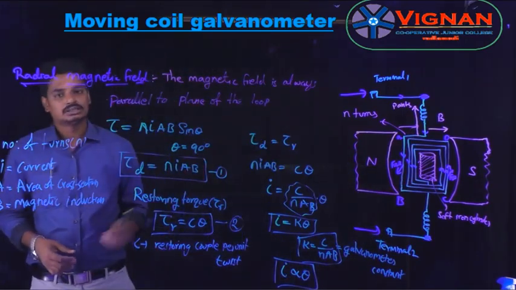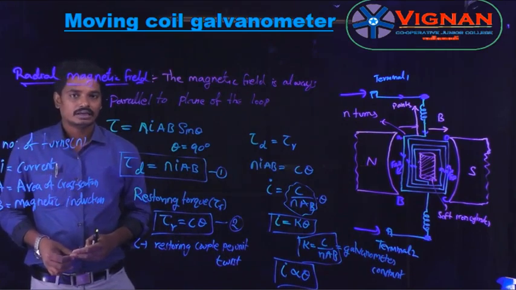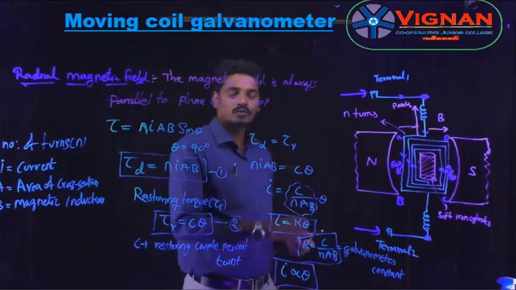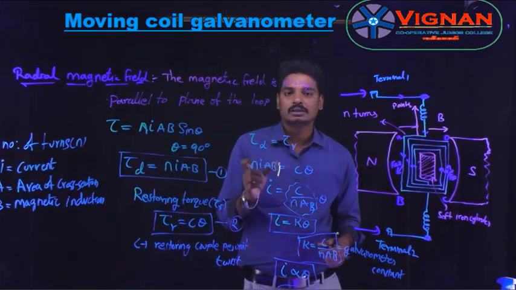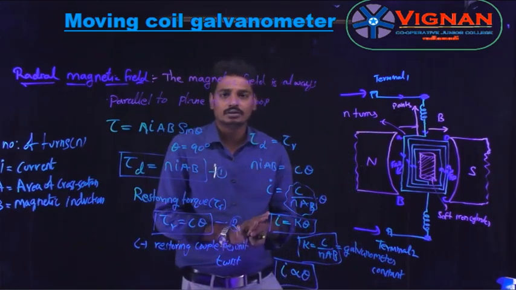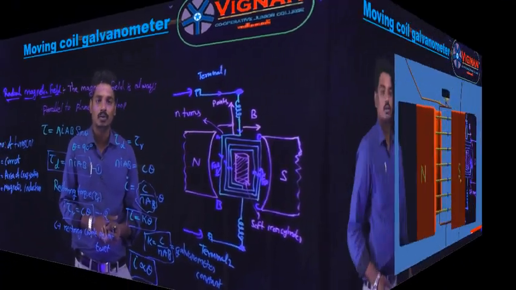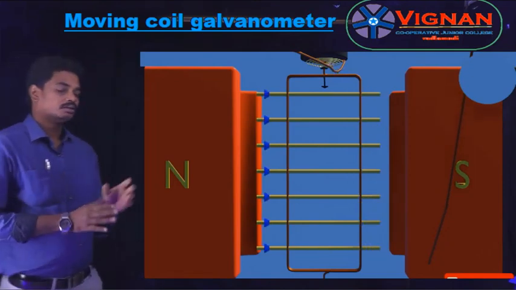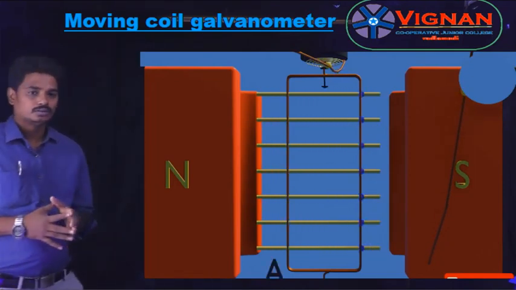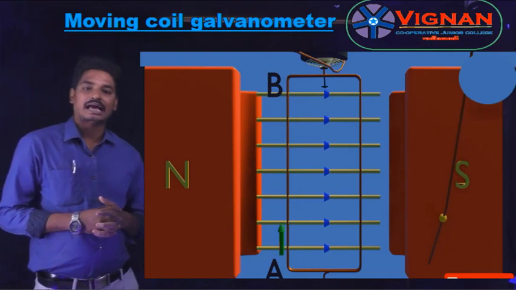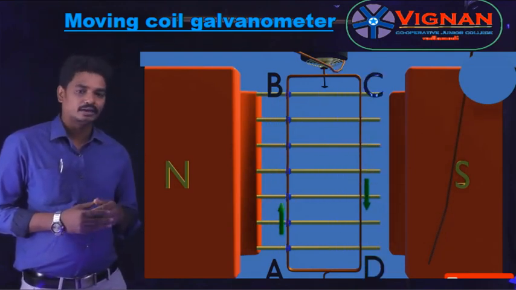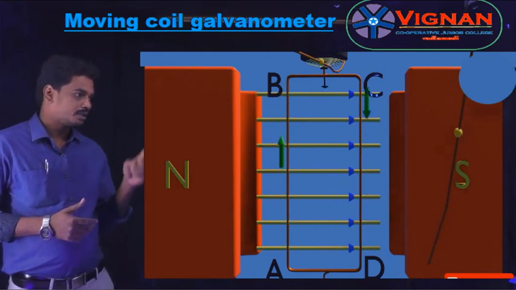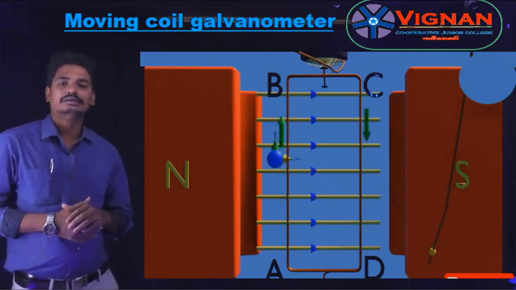Okay, so let us see the working of the moving coil galvanometer by using a three-dimensional video, so that you can understand it more. Students, now you can see the diagram video. Here are the north pole and the south pole, and B is the direction of the magnetic field as shown. The current flows in the rectangular loop from A to B and C to D.